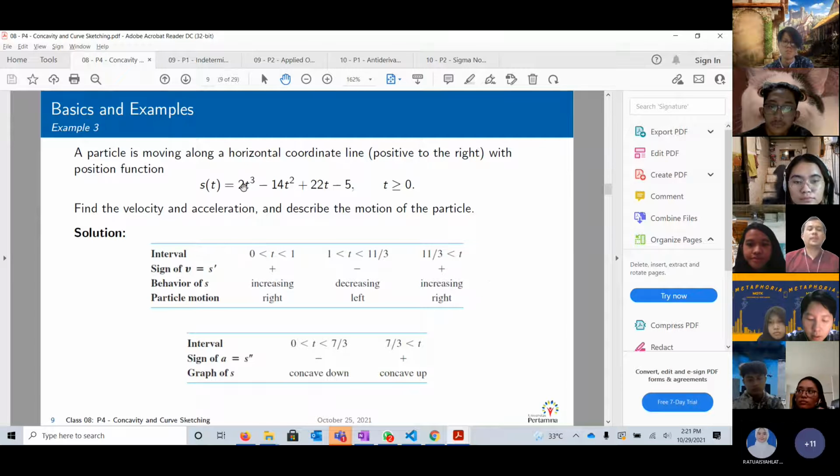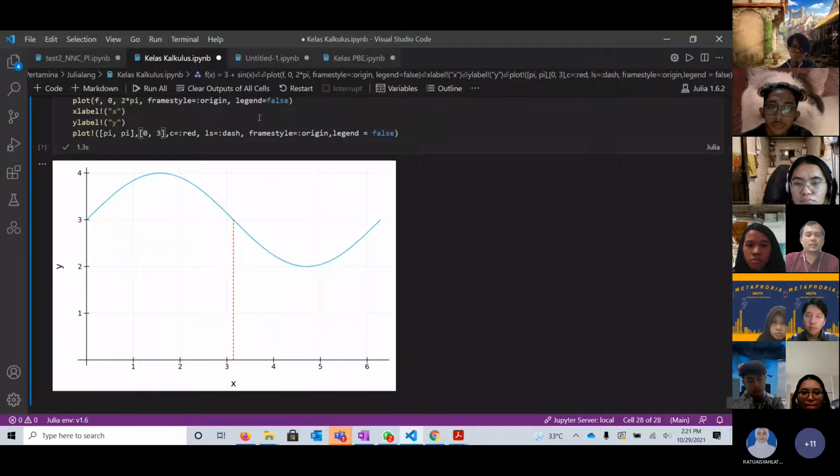And for the concavity, we check the acceleration. So here we find that from 0 to 7 over 3, the graph is concave down, and from 7 over 3 to infinity, the function is concave up. Let's see the picture here.